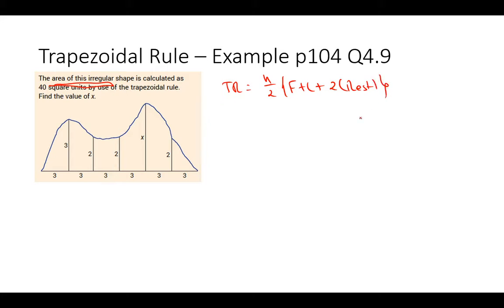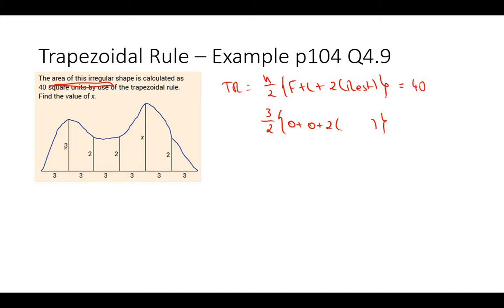Okay, what do we know? We do know what the area is because we're told once we apply the trapezoidal rule to the irregular shape, the area comes out as 40 square units. So now there's only one unknown, which makes this very easy to work out. So the width, constant width is 3, so that's h. The first height is 0. The last height is 0. So again, we add up the heights in between.